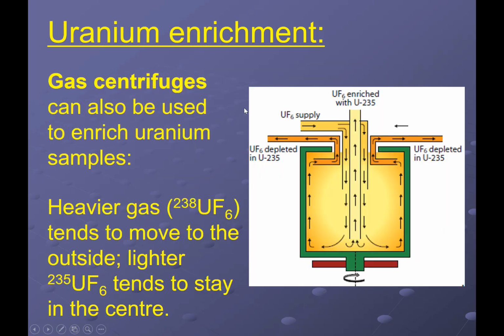The other way that we can do enrichment is using a centrifuge. Because the heavier masses get thrown to the outside of the centrifuge, we can collect the uranium-235 at a slightly smaller radius, and we can actually taper off the 235 type away from the UF6.